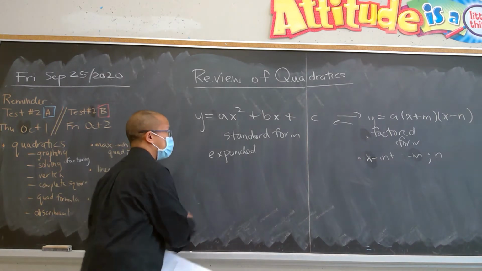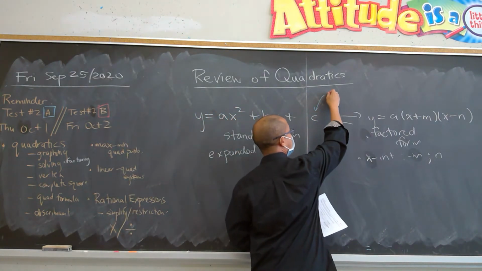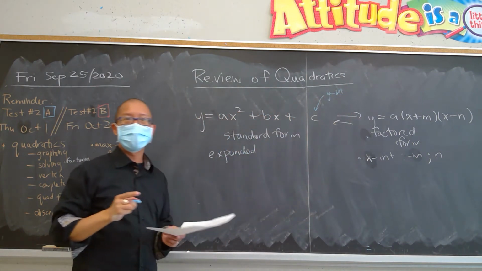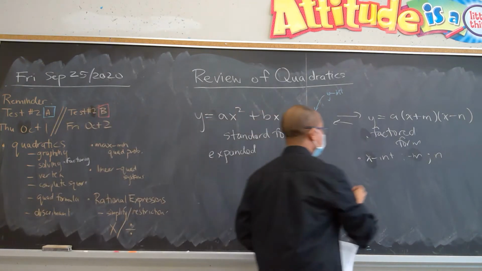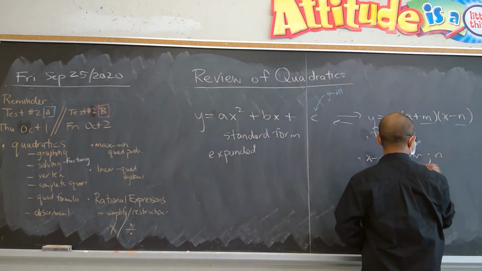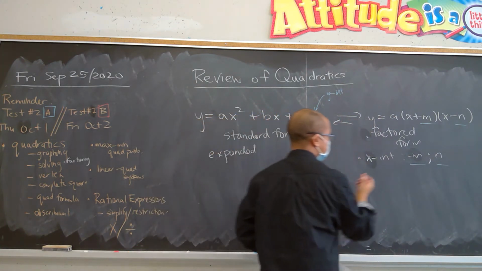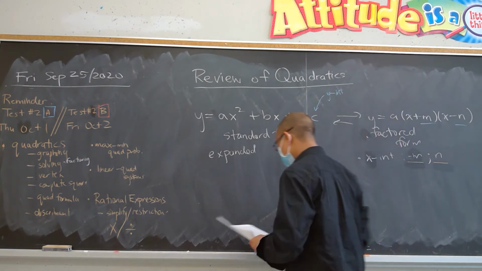A lot of you realize that this c value of the quadratic, when we actually graph it, is going to be the y-intercept. Notice that I'm not saying y-coordinate, I'm saying y-intercept, where it crosses the y-axis. And m and n here are the x-intercepts, right? Oops, I should use a different color. We'll talk about that in a moment.